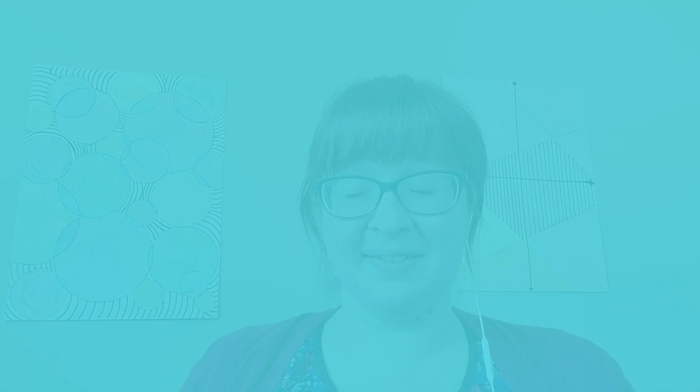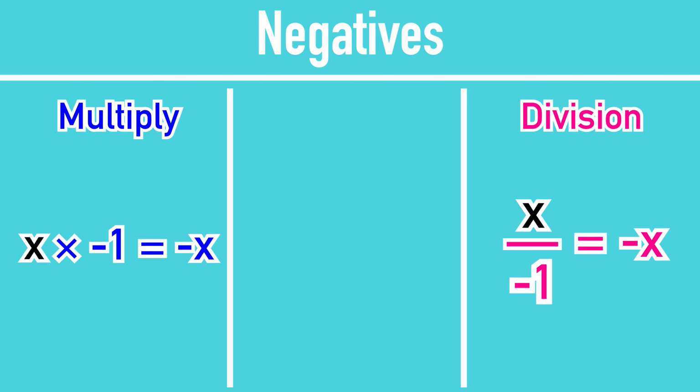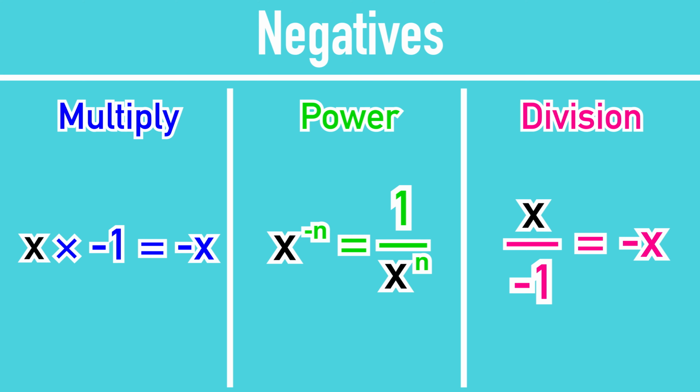Lastly, let's look at the effect of negatives. Multiplying or dividing any number by a negative changes the sign. Any negative number is technically its positive multiplied by negative 1. For instance, negative x equals x times negative 1. Also, negative powers divide 1 by the positive version of that power. For example, x to the negative n power is equal to 1 over x to the positive n power.